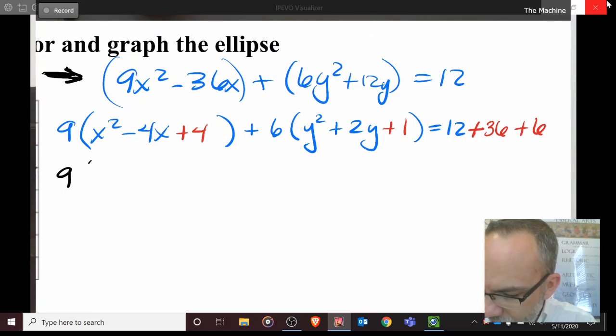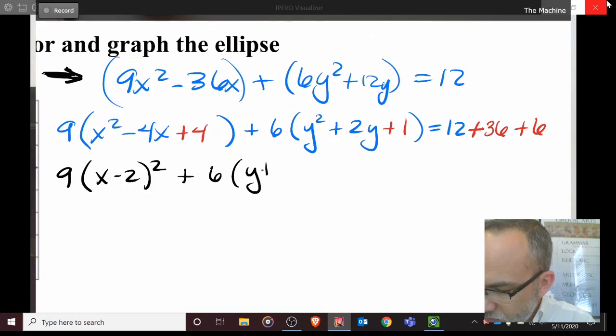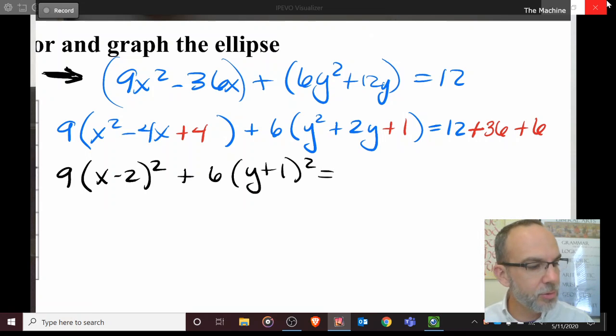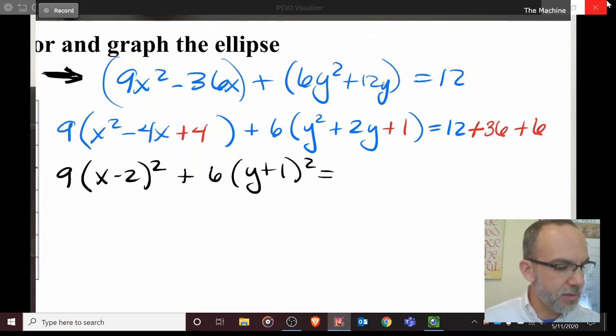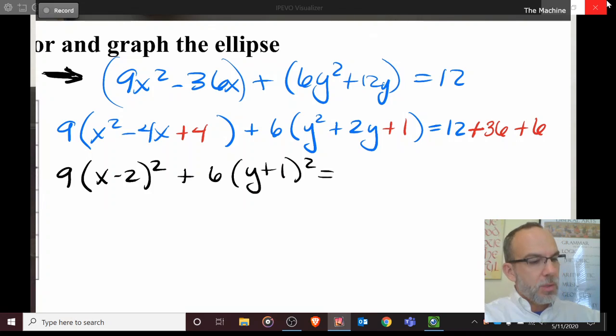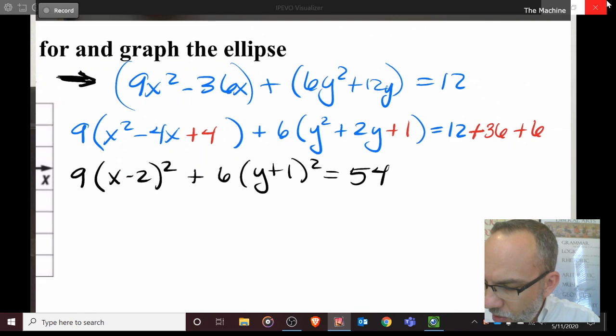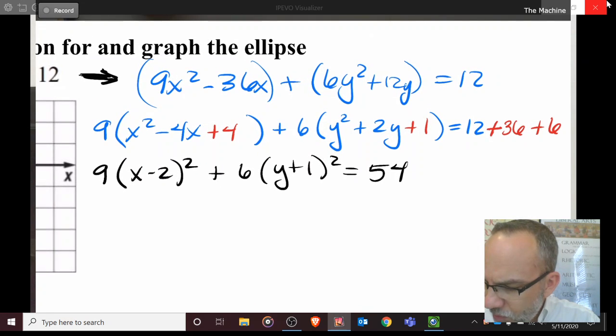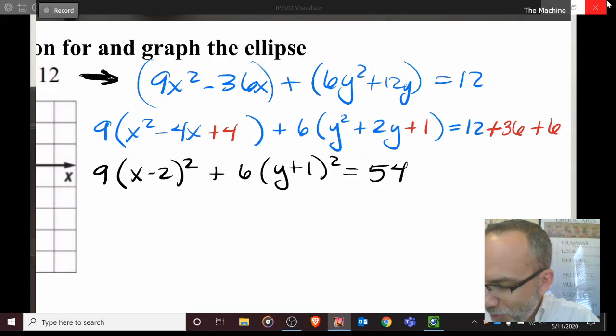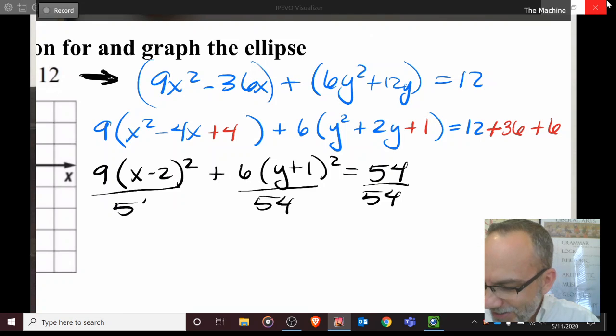It's going to be 9 times x minus 2 squared plus 6 times y plus 1 squared is equal to, golly, what was that? I did the math earlier. I want to double check. Yeah, that's what I thought. 54. It's convenient. 54. But that's not our standard form. I'm going to have to get the right-hand side equal to 1. How do I do that? I divide by 54 on the left and everything by 54 on the right, and you get some nice cancellations going on.